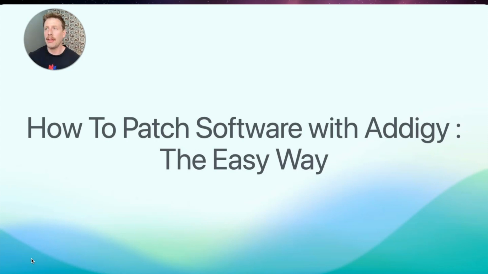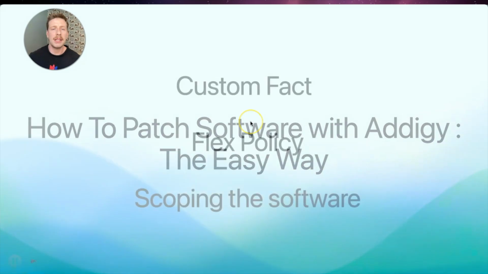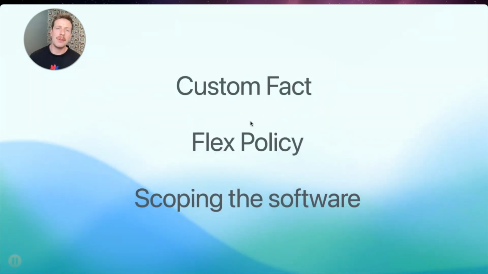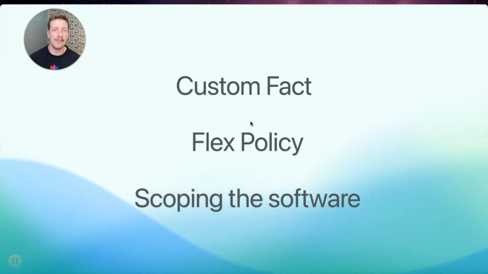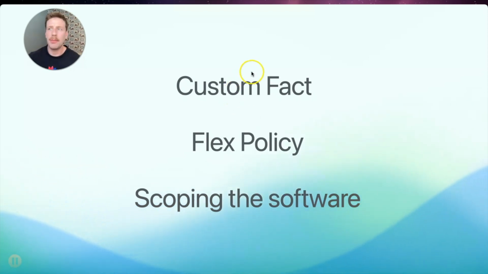There are 3 different things we have to set up in order to accomplish this. We have to set up a custom fact that goes and checks and sees, is Chrome installed? We then have to create a flex policy using that custom fact. Then we have to scope the software to that policy. So we're going to jump over to my Addigy session here.